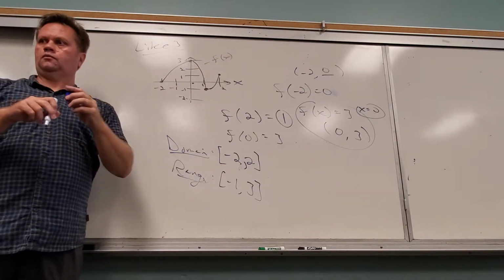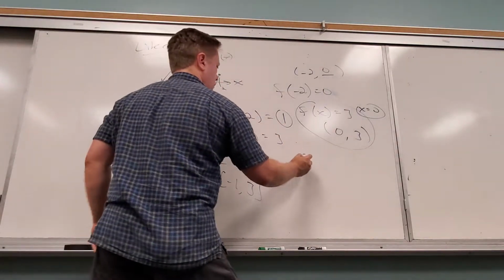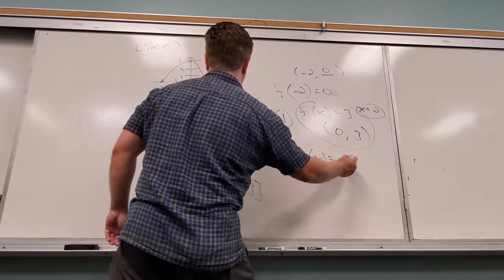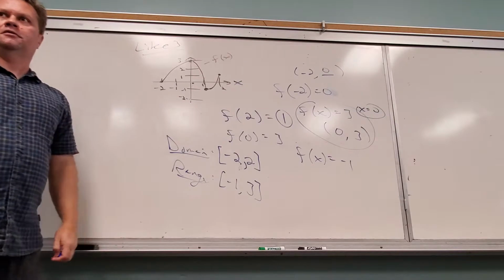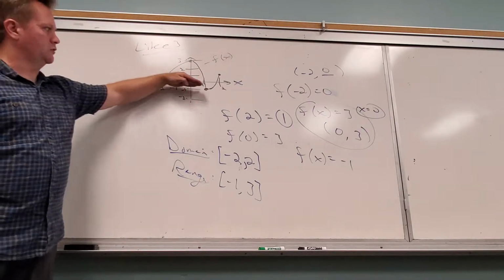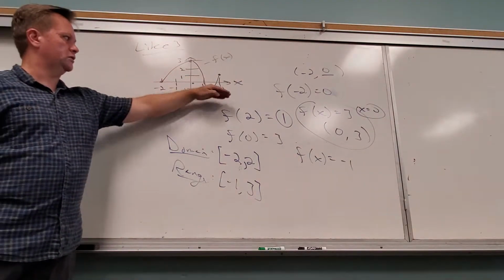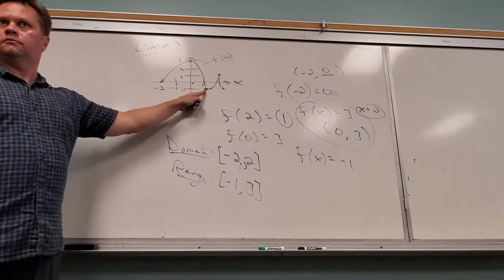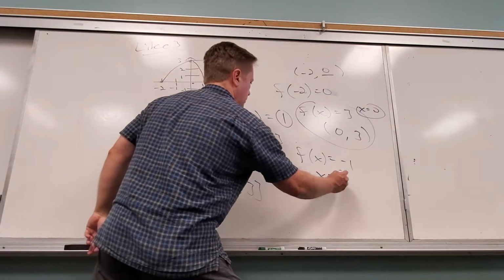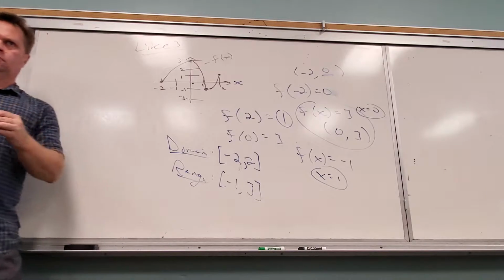The point's right there. So it's sort of like this. If I said f of x equals -1, so I know the output's -1, go to -1 and say, when does it reach -1? It reaches -1 at 1. So x equals 1 for that to happen.